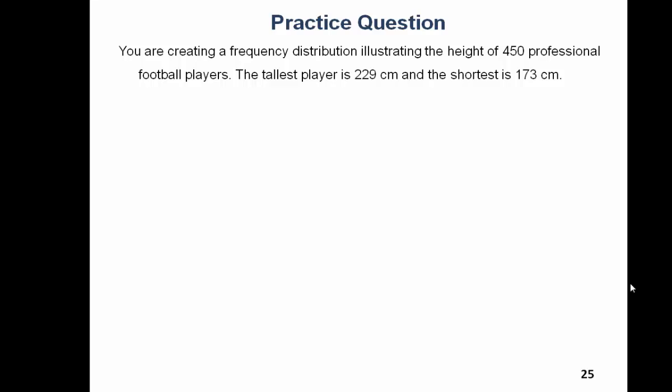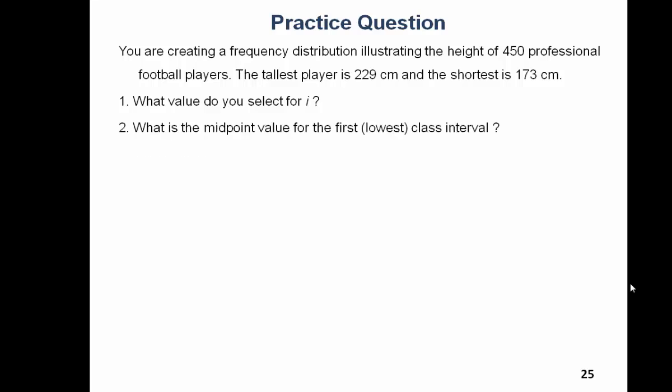In this question, the ask is to create a frequency distribution, at least in terms of calculating the limits for the height of 450 professional football players. The tallest player was found to be 229 centimeters, and the shortest is 173 centimeters. The first question is, what value do you select for i? And then what's the midpoint value for the first, or the lowest, class interval?